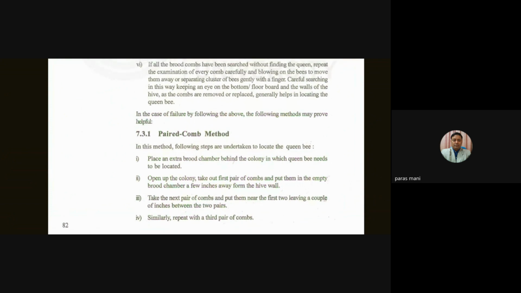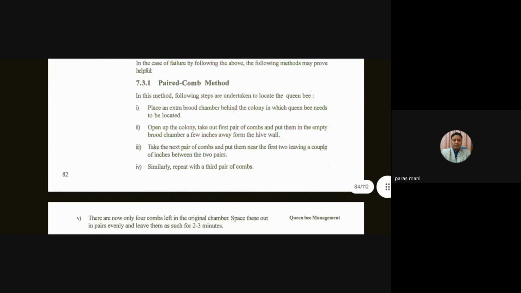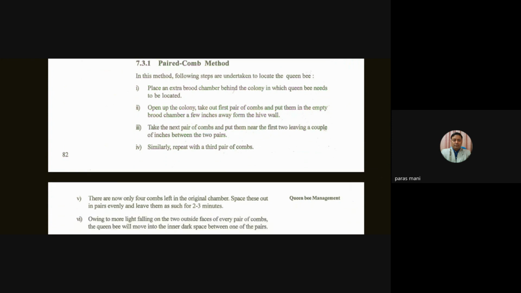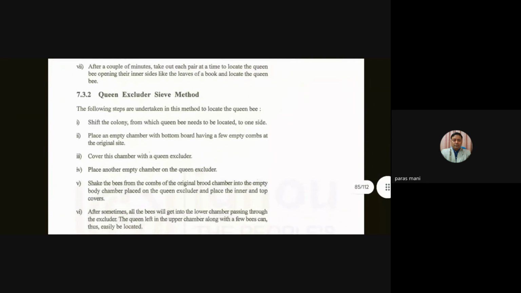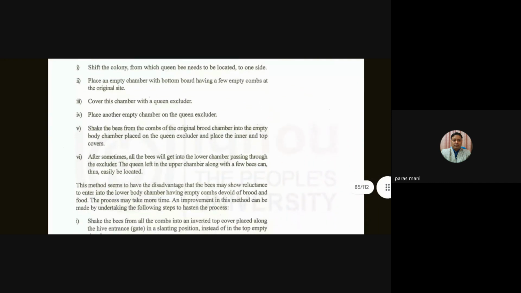Otherwise, if you have more space in that older box, you can make this in the same box. Otherwise, if you don't have space, you can make this experiment in a new box next to that box. Another one is the queen excluder method.